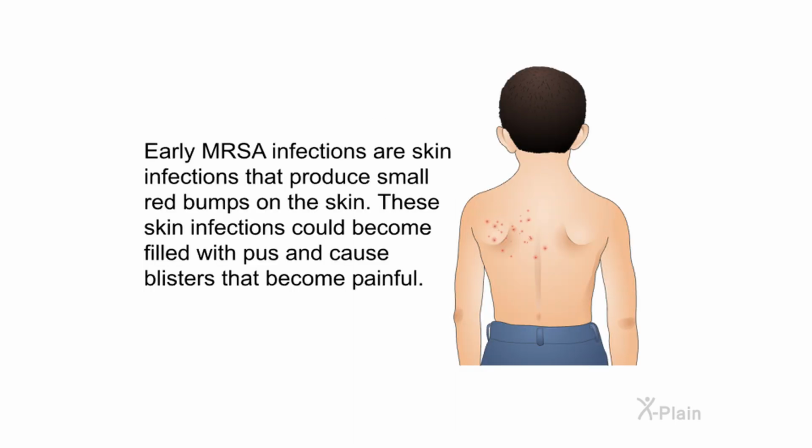Symptoms. Early MRSA infections are skin infections that produce small red bumps on the skin. These skin infections could become filled with pus and cause blisters that become painful.